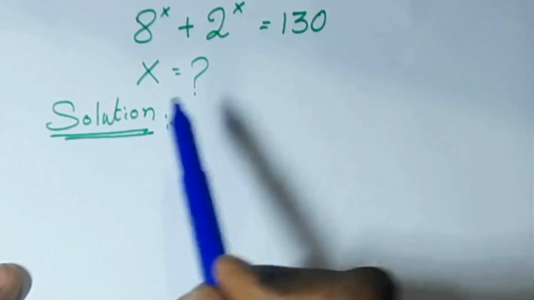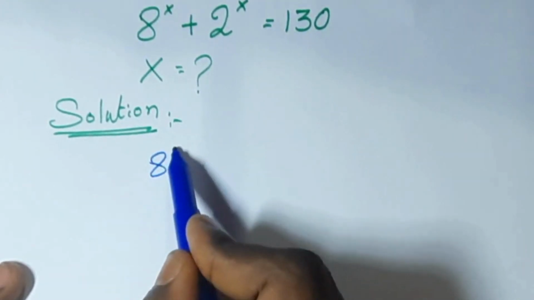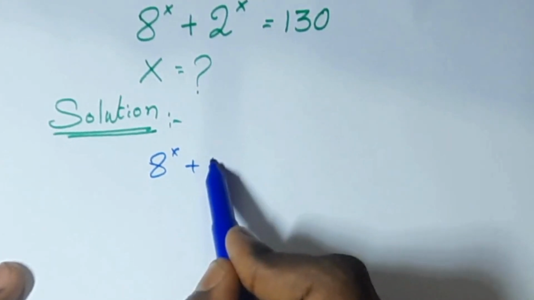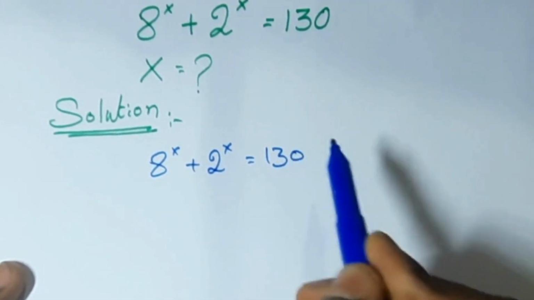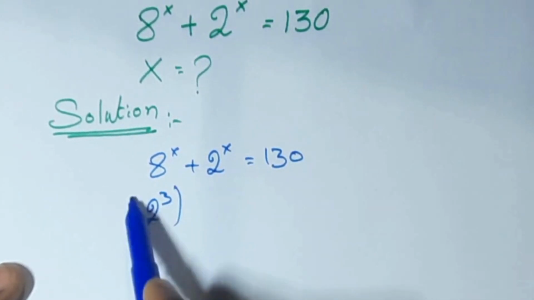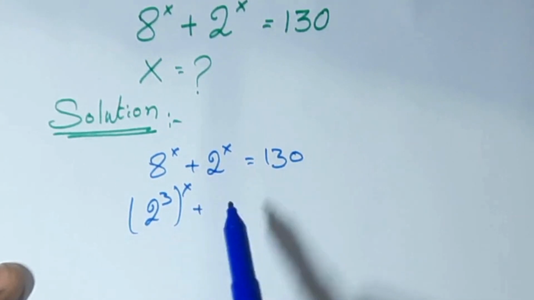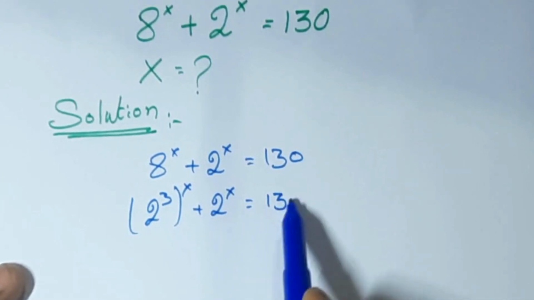Here we are going to solve this equation to find the x value. The equation is 8 to the power of x plus 2 to the power of x equal to 130. This 8 can be written as (2 to the power of 3) whole power x plus 2 to the power of x equal to 130.